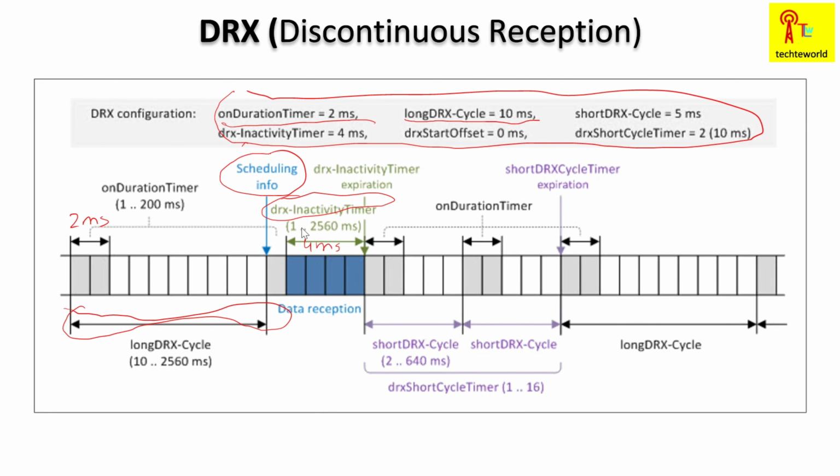Also here I will mention that the range of the DRX inactivity timer can be anything between 1 to 2560 millisecond. For example, here I have taken 4 millisecond. So after 4 millisecond this DRX inactivity timer will be off, right? And then it will start the short DRX cycle, sorry, you can say short DRX cycle.